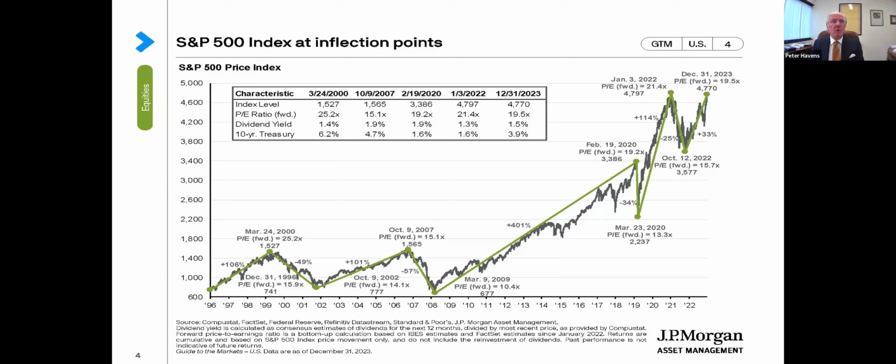As long as you believe in capitalism, as long as you believe our economy is going to continue to grow, I dare say there will be more market tops post your purchase of any particular security. So I wouldn't be concerned about buying at the top.